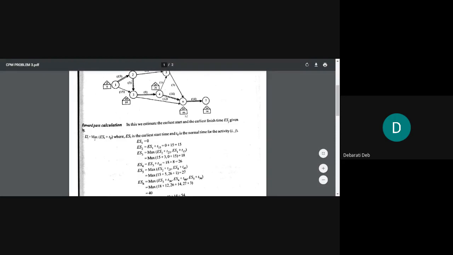Now lastly come to ES7. What will you write in ES7? Wait, I will ask. Kasak, tell me. Kasak, tell me, what will you write in ES7?